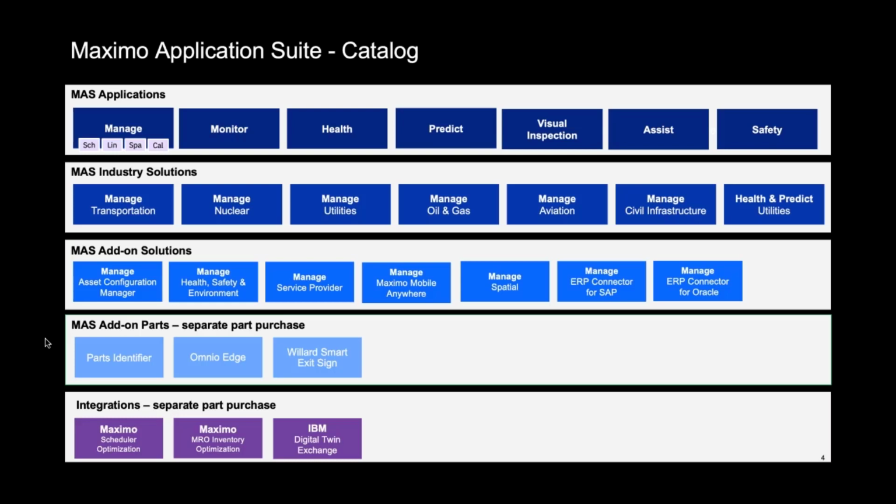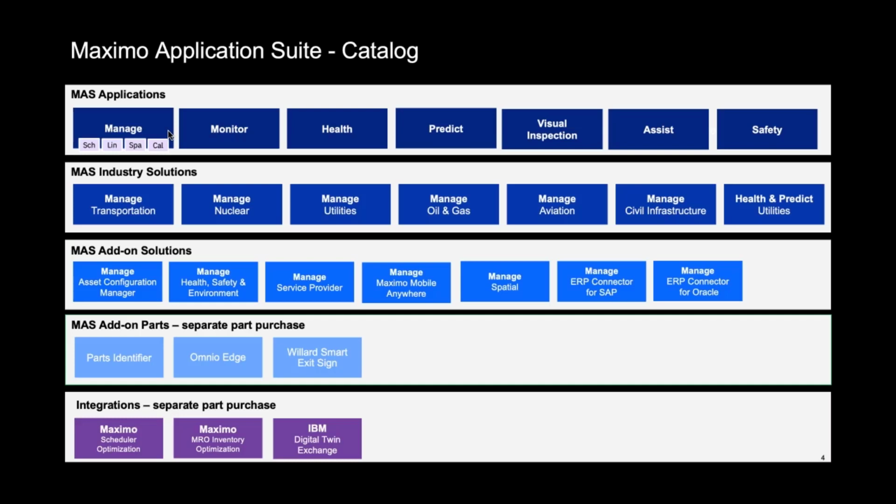I just went through the top where it had Manage, Monitor, Health, Predict, Visual Inspection, Assist, and Safety. What you'll notice for Manage is we have rolled in a few of our add-ons. So in our EAM space, these were considered add-ons. They're now just part of Manage, whether it be Scheduler, Linear, Spatial, or Calibration. Spatial does have an install perspective to it, but from a user perspective of setting up your users, Spatial is just part of Manage. And then we also include our industry solutions. We include transportation, nuclear, utilities, oil and gas, aviation, and civil infrastructure.